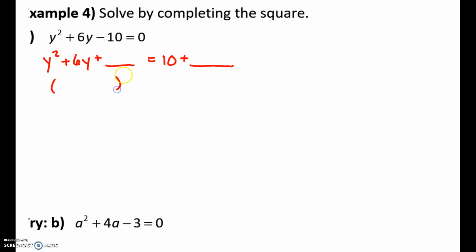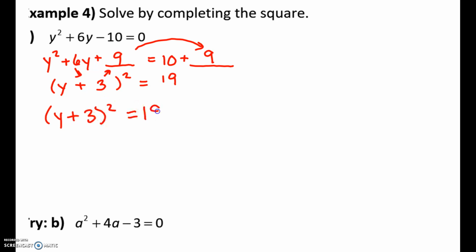And then this thing is going to be my quantity squared equals 10 plus whatever blank we come up with, okay? Well, just like we were doing before, y, I want to take half of this guy, plus 3, and then I want to square him up here, 9. Then whatever is written here has to also go over here to balance the equation. So this actually ends up being 10 plus 9, which is 19. So now you have the equation y plus 3 squared equals 19.